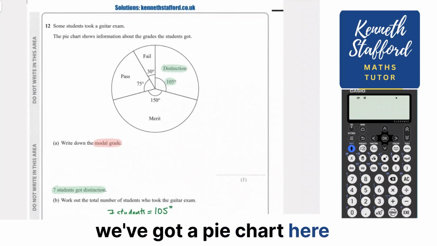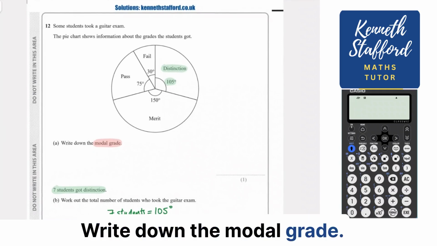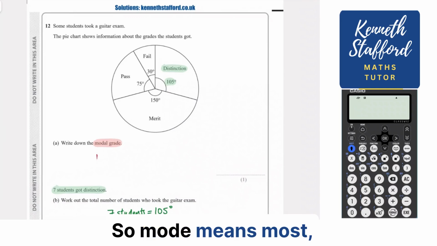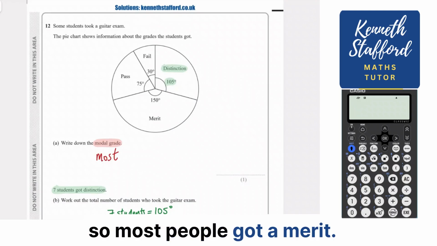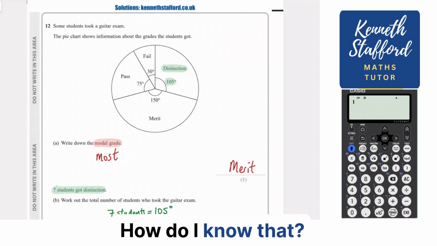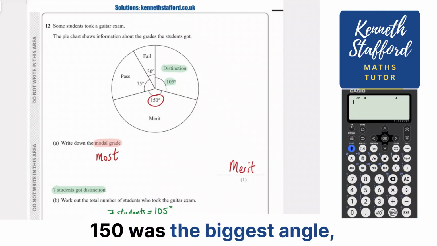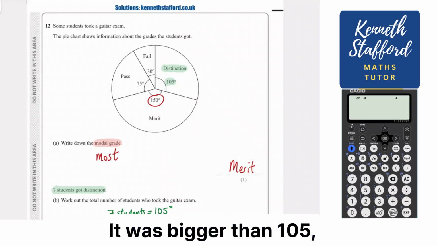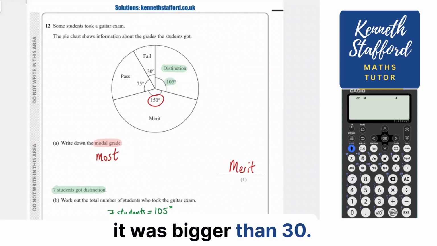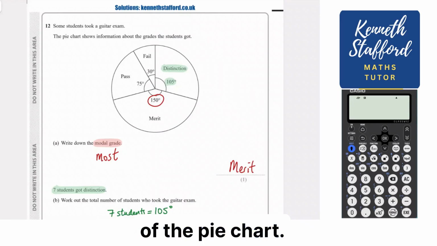Okay, we've got a pie chart here for question 12. Write down the modal grade. So mode means most. So most people got a merit. How do I know that? Well, it's to do with the angles. 150 was the biggest angle, so it represents the most amount of people. It was bigger than 105, it was bigger than 75, it was bigger than 30. Most people got a merit. It's the biggest section of the pie chart.